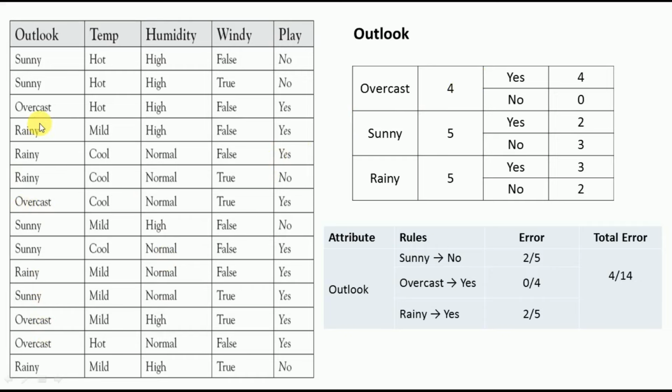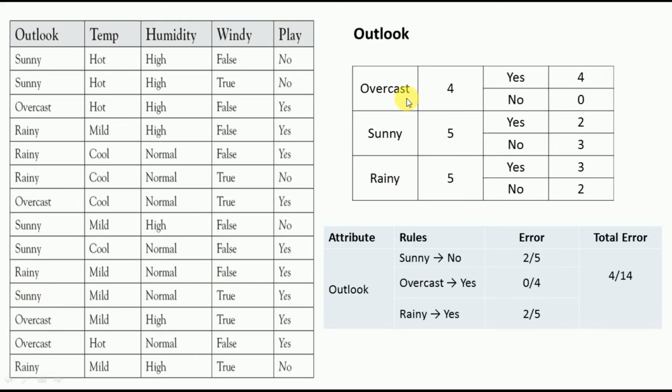How many times does sunny appear? 1, 2, 3, 4 and then 5. So 5 times sunny appears. What is the third one? Rainy. So 1, 2, 3, 4 and 5. So totally 5 times rainy appears.